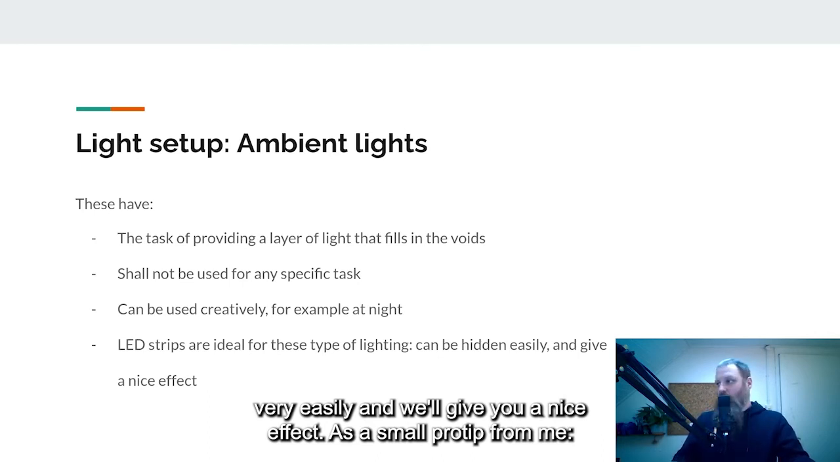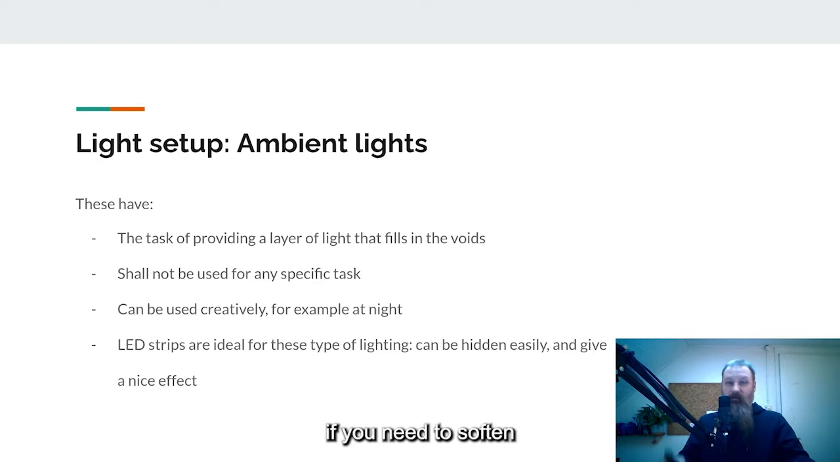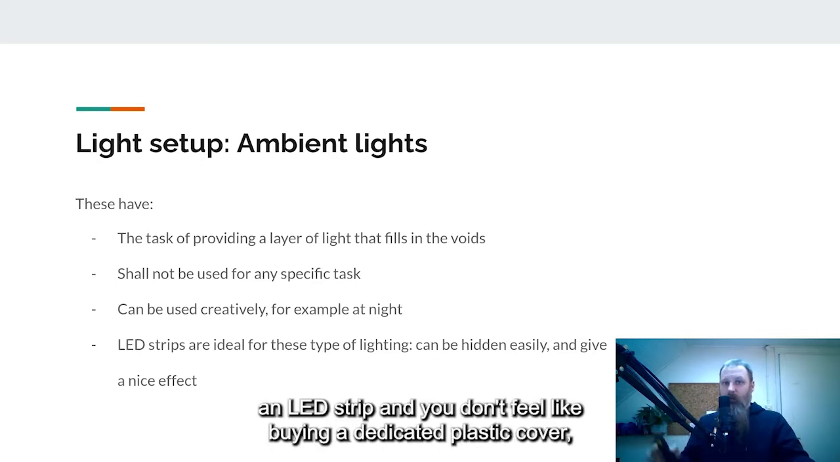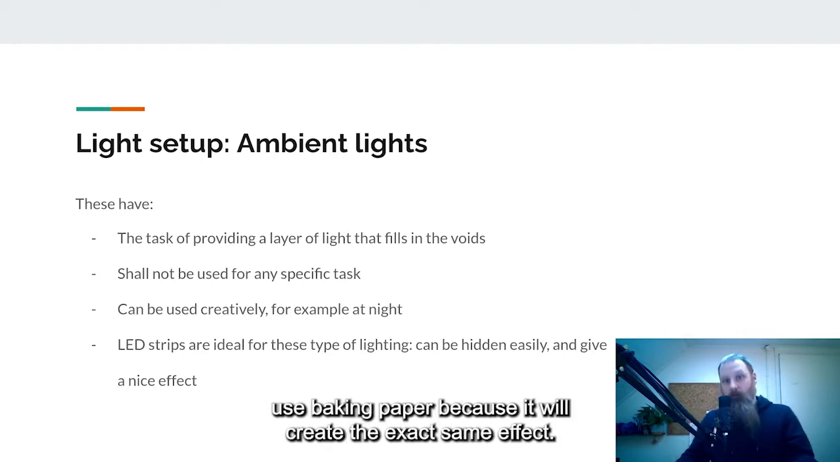And as a small pro tip from me: if you need to soften an LED strip and you don't feel like buying a dedicated plastic cover, use baking paper, because it will create the exact same effect.